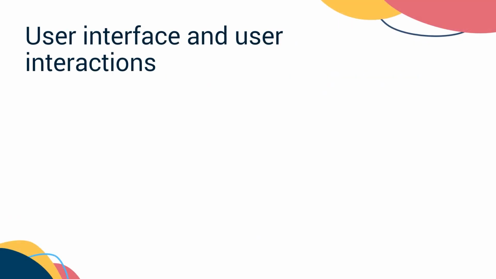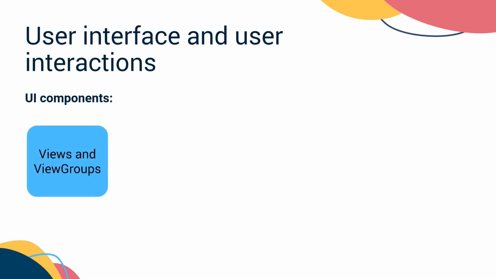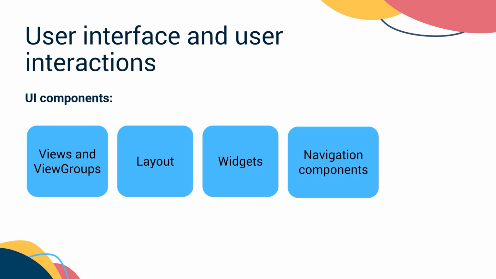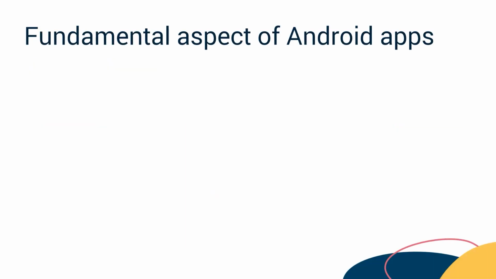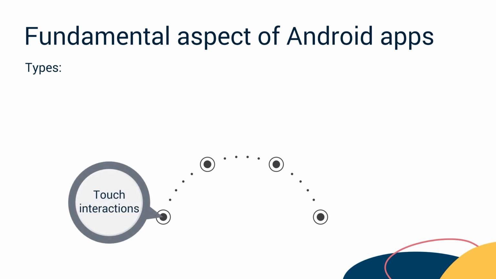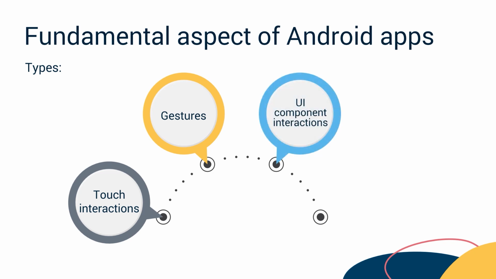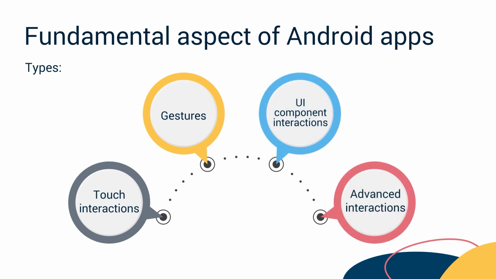To create a seamless and intuitive user interface, it's a good idea to use UI components such as views and view groups, layout, widgets, navigation components, and material design. User interactions are fundamental to any Android mobile application. The most common types of interactions include touch interactions, gestures, UI component interactions, and advanced interactions.